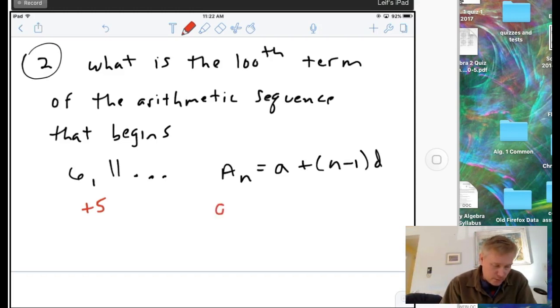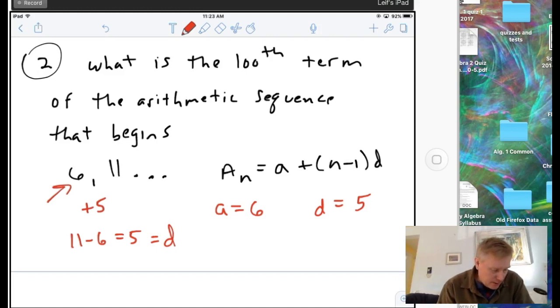So a is going to be the first number in the sequence, which in this case is 6. Okay, it's right there. D, I know D. I can find the common difference. That's 5, because 11 minus 6 is 5, which is D. And I guess that's all I have here.